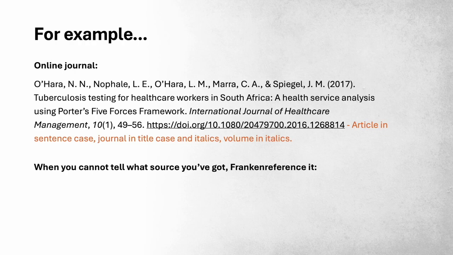And nearly all journal articles will have a DOI link. You can see DOI links begin https://doi.org/10 and then a number that follows it. So rather than using the URL link at the top, have a look on the page for the DOI link instead. And sometimes we might not be able to tell what source we've got, so we can Frankenreference it.